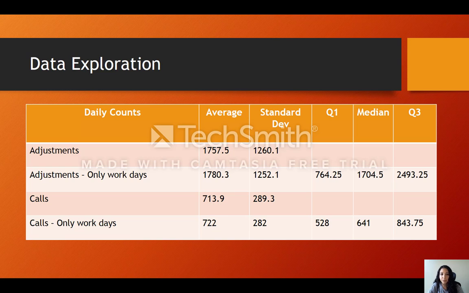And we did the same thing with the number of calls. So throughout the entire week, 713.9, but if we isolate just the 5 work days of the week, that average jumps to 722. We also found the standard deviations for those 4 categories, and for the work days specifically, we found the first and third quartile and the median.